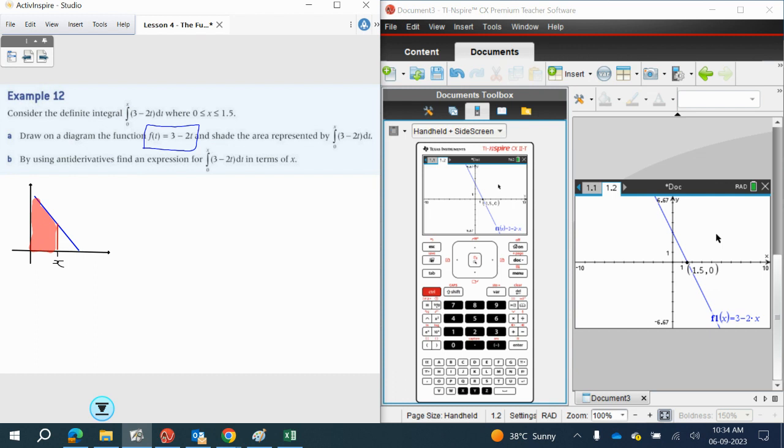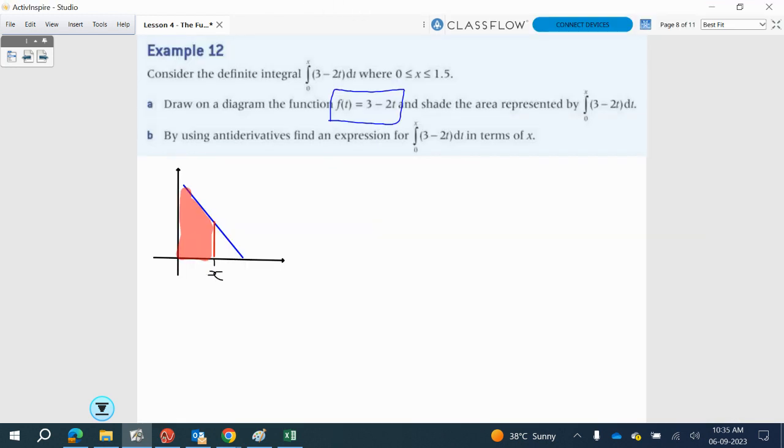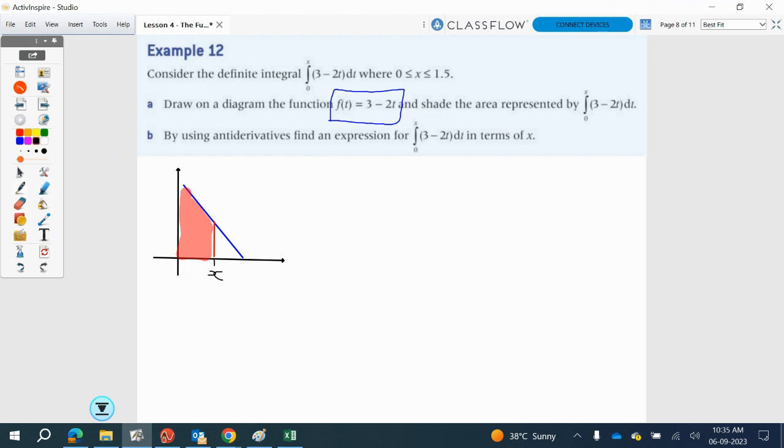So that's part A. Next up, we need to use antiderivatives in order to find an expression for this. So we can see how the problem looks a little bit now. So this is part A, here's part B. We've got the function, the integral from 0 to x of 3 minus 2t with respect to t. That's why this dt bit here is important. We often have dx at the end. We have to say what variable we're integrating with respect to. We're integrating this time with respect to the variable t.